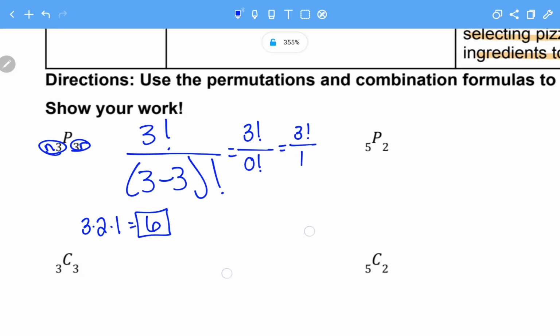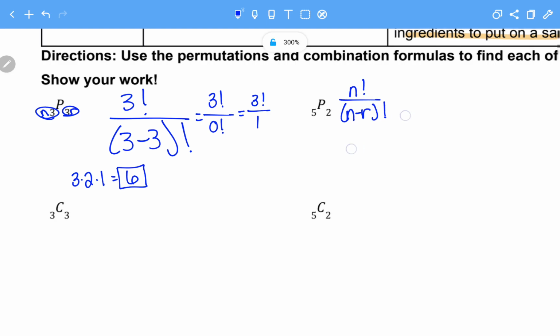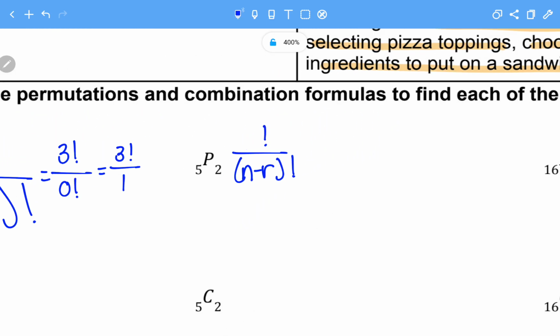Okay, let's try again. Okay, now we have our n factorial over n minus r factorial. Okay, take out the n, we're going to put 5. Take out this n, I'm going to put a 5. Take out this r, and we're going to put a 2 because it's n and r. Okay, go ahead and solve.